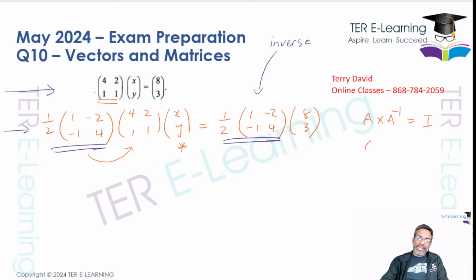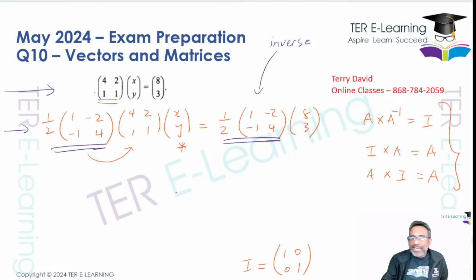Also, if I take the identity matrix and I multiply by any matrix, I'm going to get that same matrix back. If I take the matrix and multiply by the identity, I will also get that same matrix back. So these are three important rules regarding identity matrices. And for those of you who are not sure what the identity matrix is, it is given by 1, 0, 0, 1.